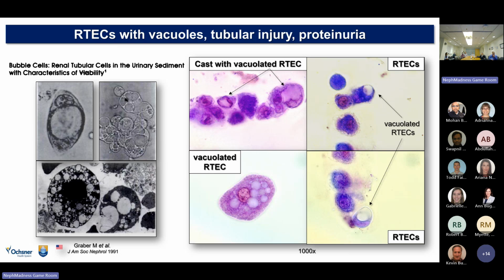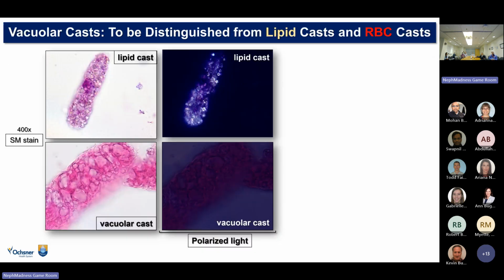But we don't know. I mean, it could be podocytes that are vacuolized. It's still unknown at this point. But it is clear that they correlate with heavy proteinuria. And for that reason, it's important that when you find these casts, you don't confuse them with something else.